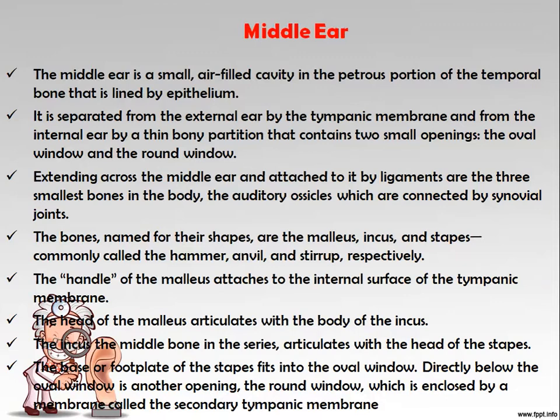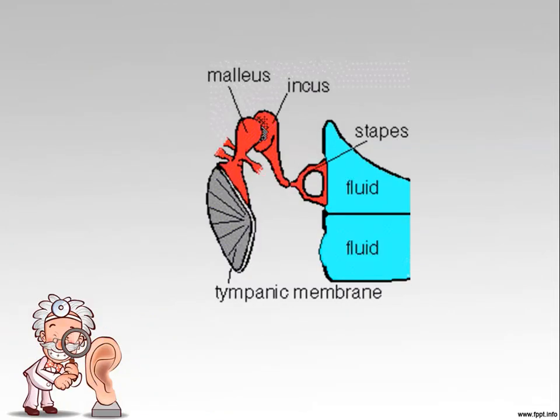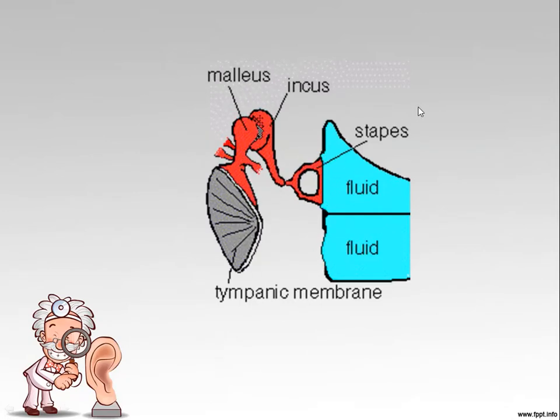The base or footplate of the stapes fits into the oval window. Directly below the oval window is another opening, the round window, which is enclosed by a membrane, and this membrane is called the secondary tympanic membrane. These are the malleus, the incus and the stapes of the middle ear.